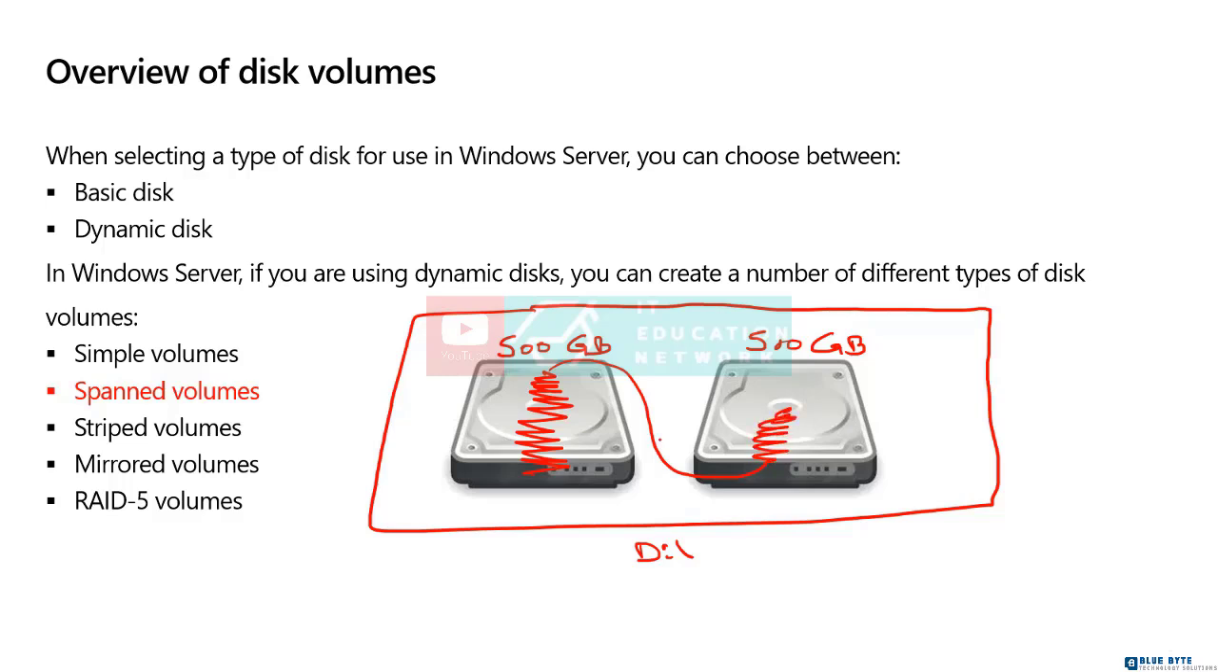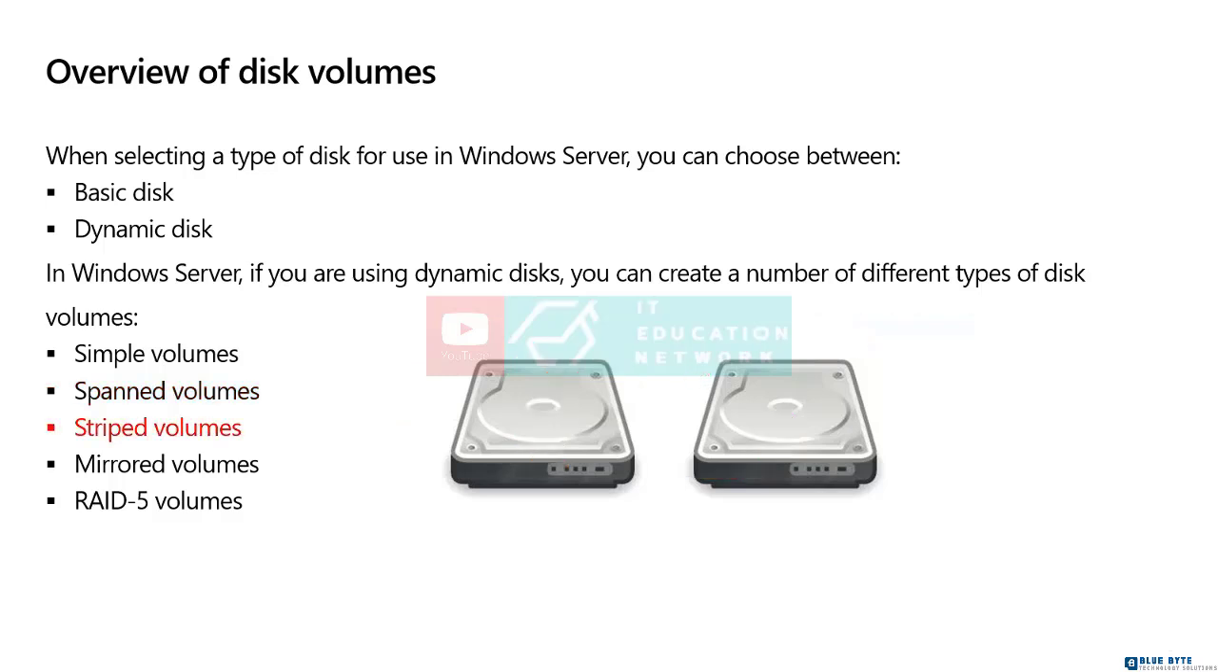So you truly have one block of space that's just under a terabyte in size, but it does not give you a performance increase because one drive is reading and writing. When that one drive is full, it then starts using the other drive. For that reason, a span volume is not very common. Much more common than a span volume will be a striped volume.